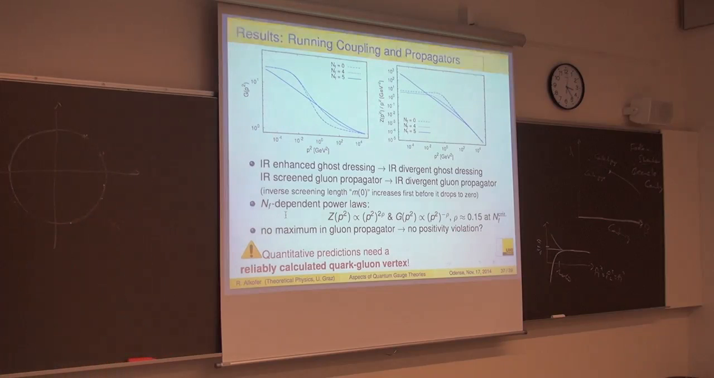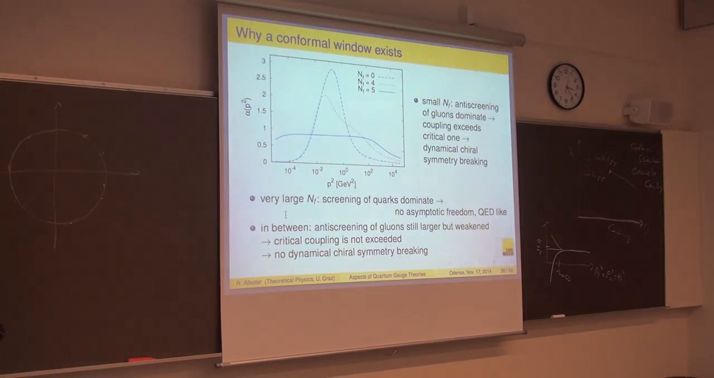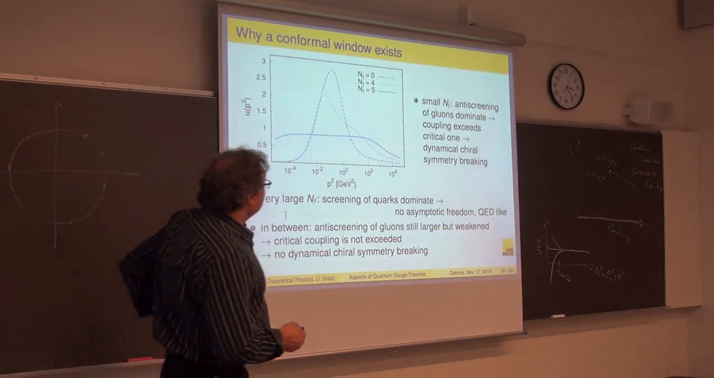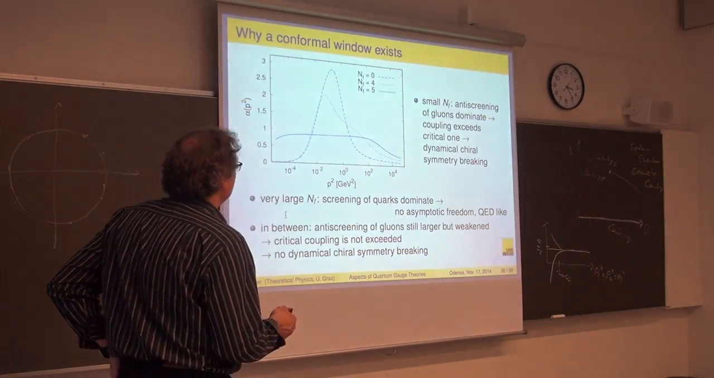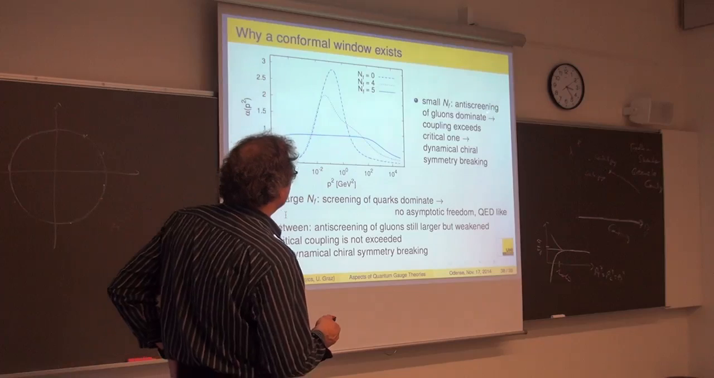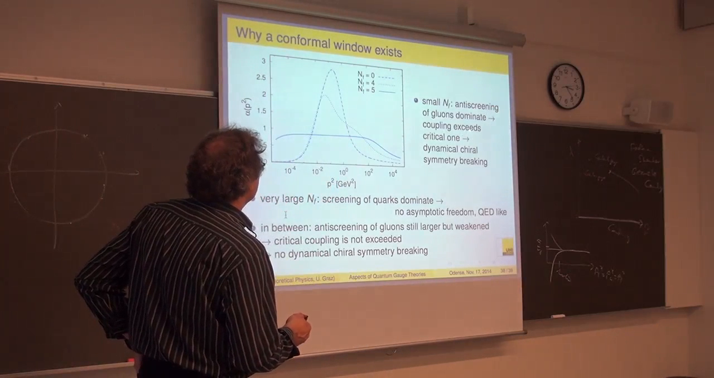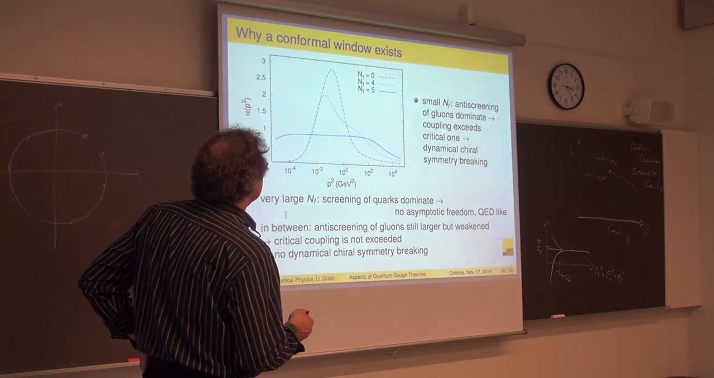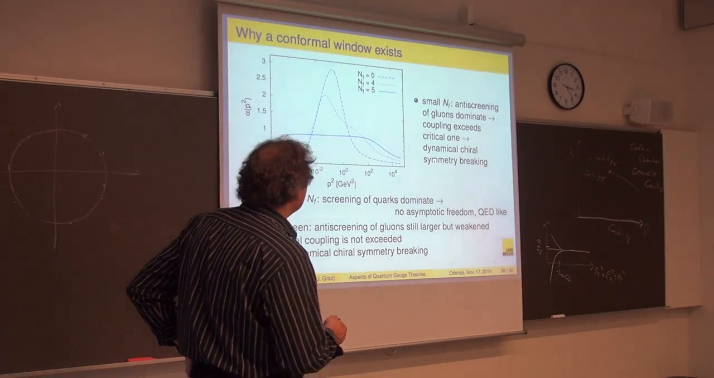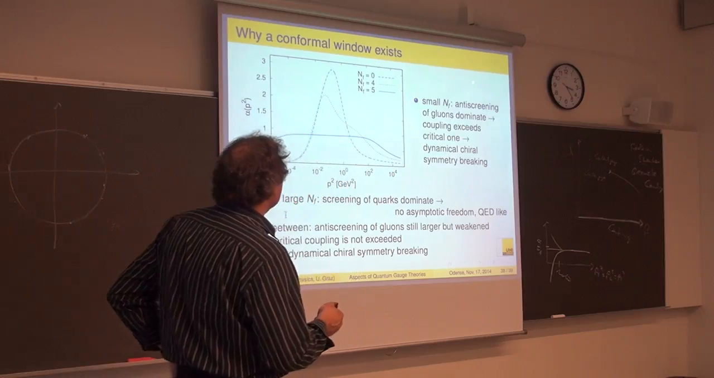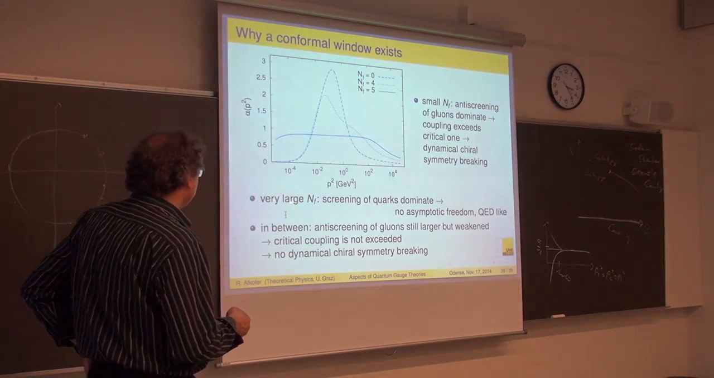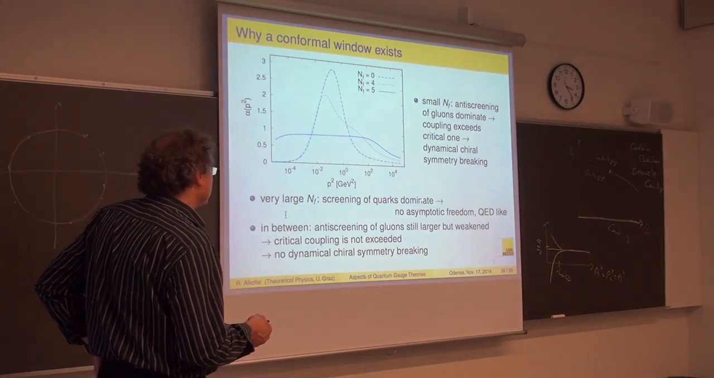So, good. Why does a conformal window exist? And this is very nice. If you have a very small number of flavors, the anti-screening of gluons dominates at all momentum scales. At some point the coupling rises, exceeds the critical one, we get dynamical chiral symmetry breaking, and in the extreme infrared the quarks decouple. At very large NF, the screening of quarks dominates.